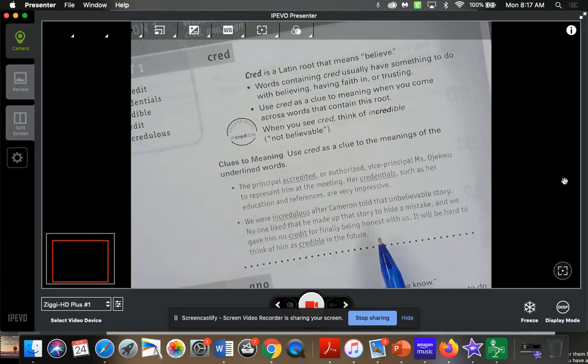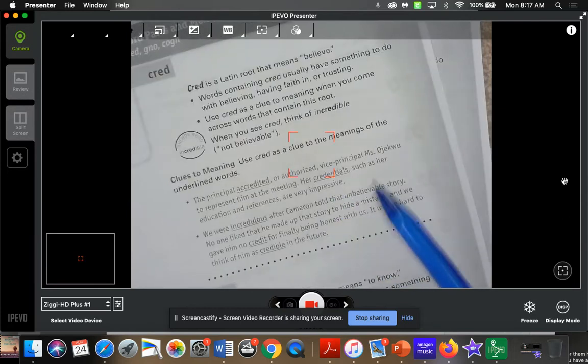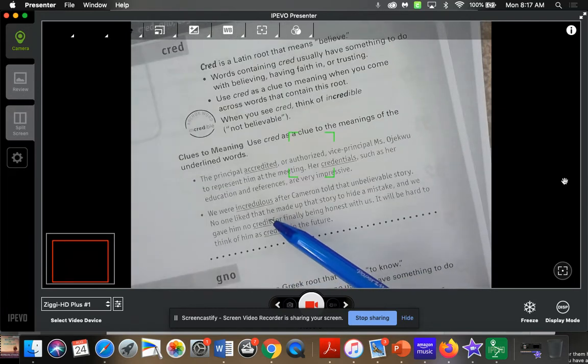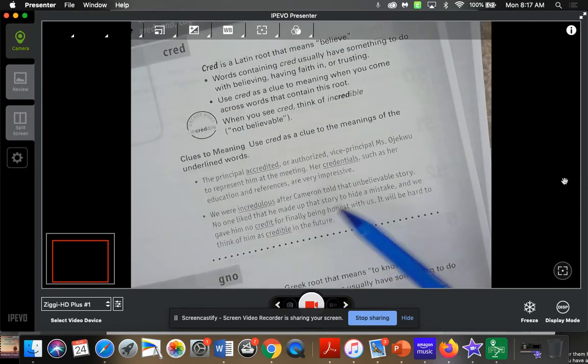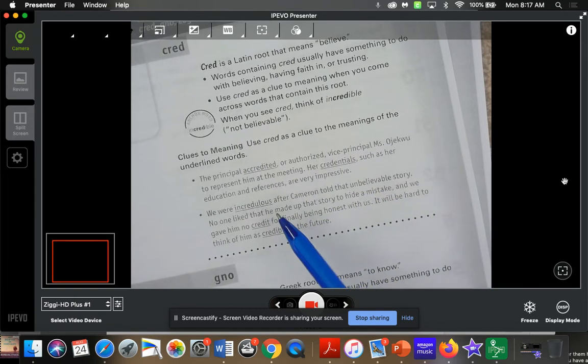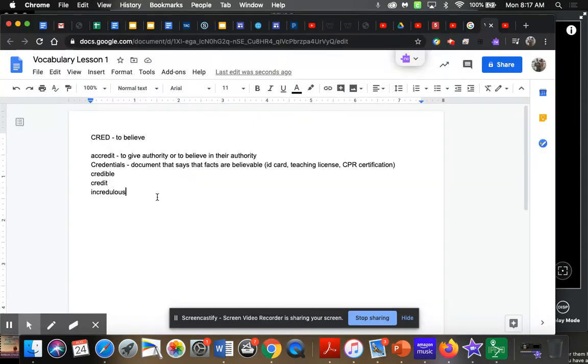So we're going to define these three words. We were incredulous after he told us that unbelievable story. So what do you guys think? What do you think it means to be incredulous? What do you think, Blake? Yeah, you're not willing to believe something. So incredulous, which is the last one on the list, means unwilling to believe something.